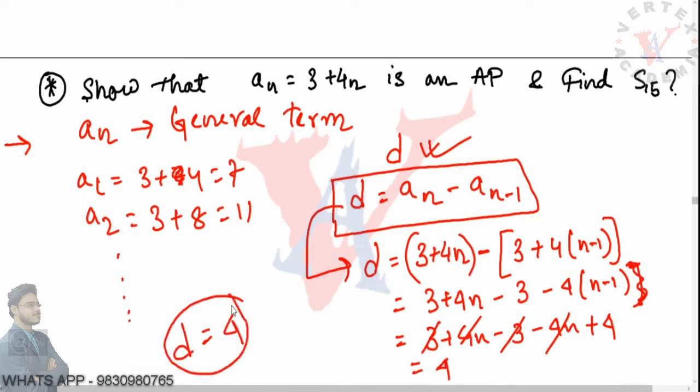So we find the common difference to be constant, then we are sure that this is an AP. So an equals 3 plus 4n is actually an AP. It is verified. Now we have to find the sum of the first 15 terms.